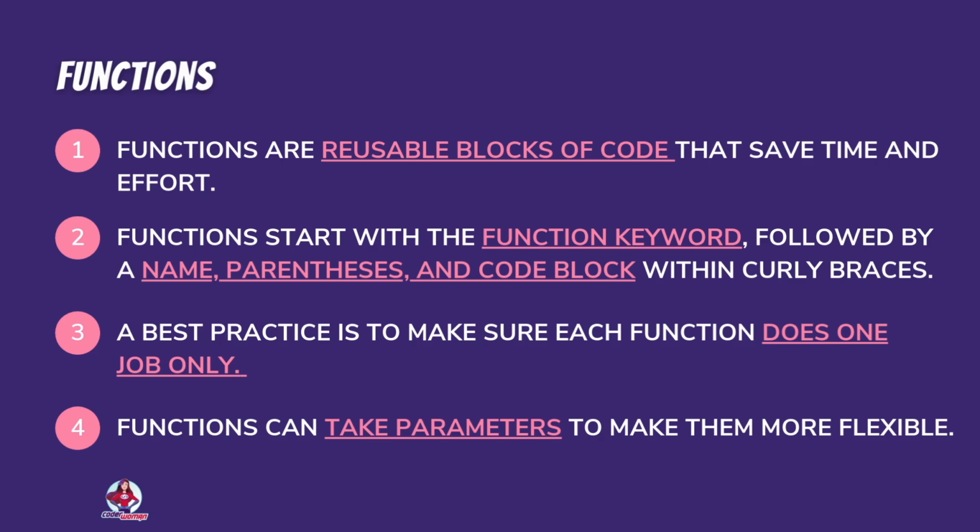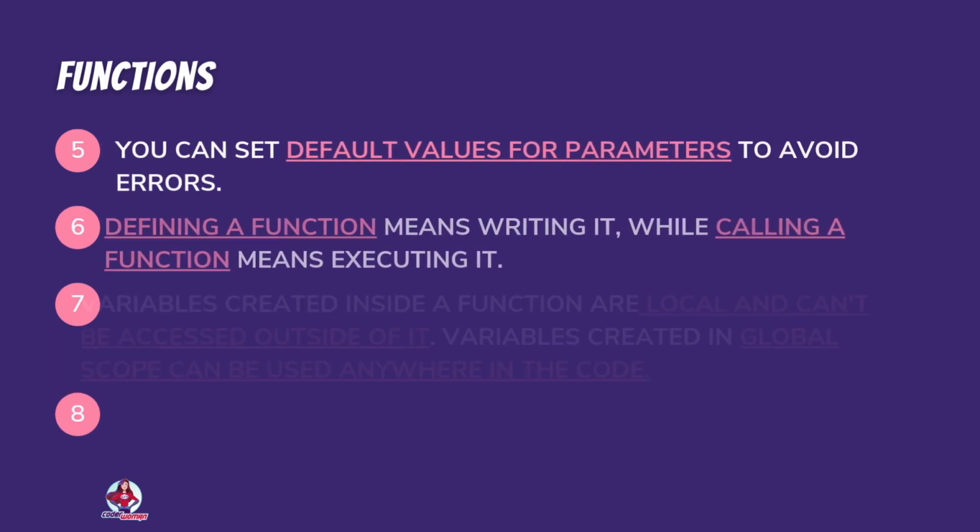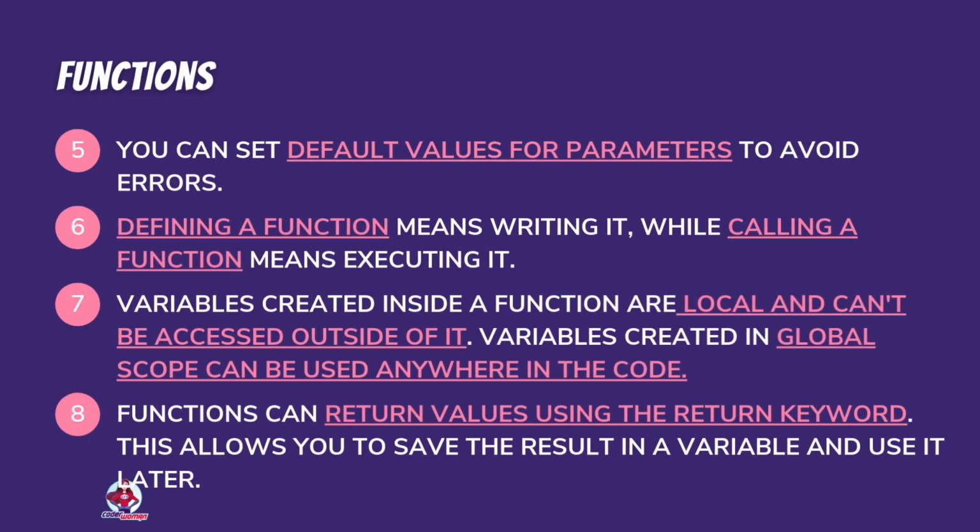Functions can take parameters to make them more flexible. For example, we used a parameter for a guest list to send invitations. You can set default values for parameters to avoid errors when not all parameters are provided. Defining a function means writing it, while calling a function means executing it. Remember to call your function so it runs. Variables created inside the function are local and can't be accessed outside of it. Variables created in global scope can be used anywhere in the code.